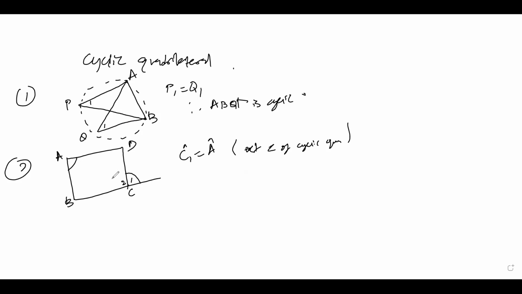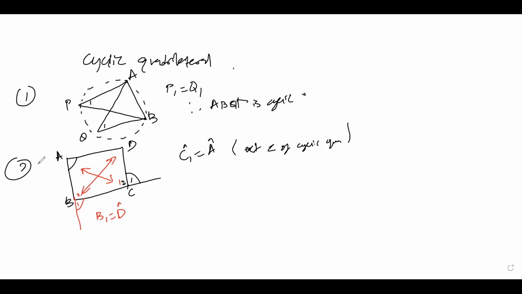So opposite, remember, is directly across, not adjacent. Don't say B is opposite. That's adjacent. So the opposite of A will be C. If I have a line this side, and this is B1 and B2, then B1 will be equal to angle D, because that's the one that is directly opposite.